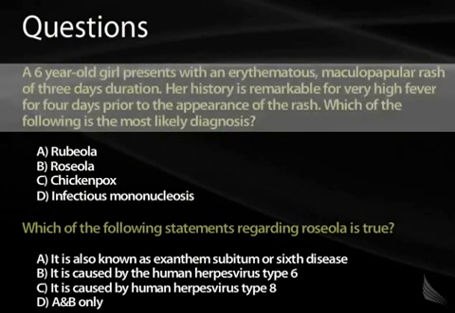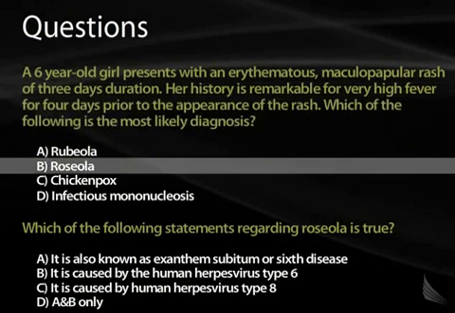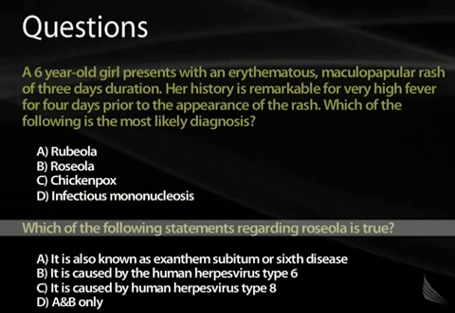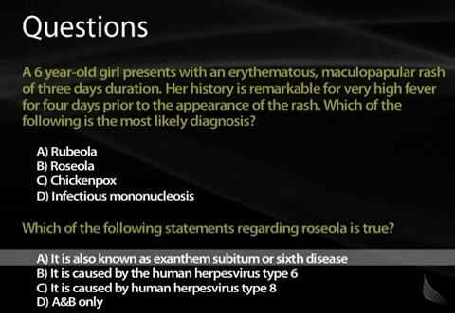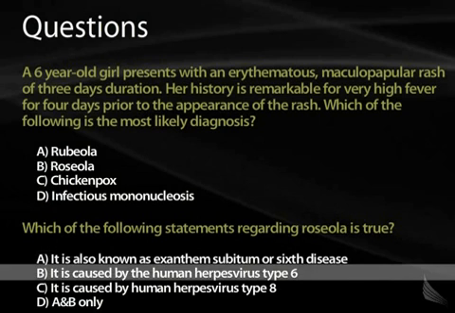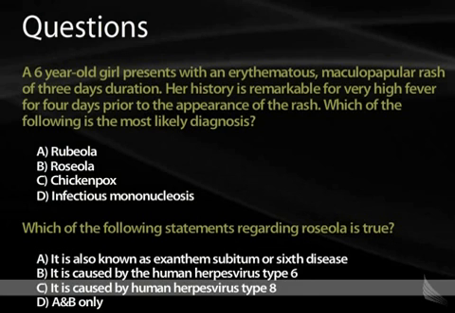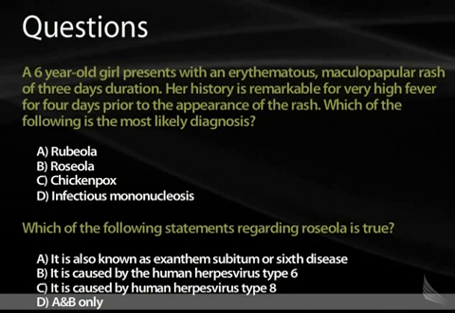Questions. A 6-year-old girl presents with an erythematous maculopapular rash of 3 days duration. Her history is remarkable for a very high fever 4 days prior to the appearance of the rash. Which of the following is the most likely diagnosis? This is roseola, just like we talked about with HHV6. Next question. Which of the following statements regarding roseola is true? A. It's also known as exanthem subitum, or sixth disease. Yes, that's true. B. It's also caused by human herpesvirus 6. Yes. C. It's caused by human herpesvirus 8, which is no. So D, A and B only, is the correct answer.